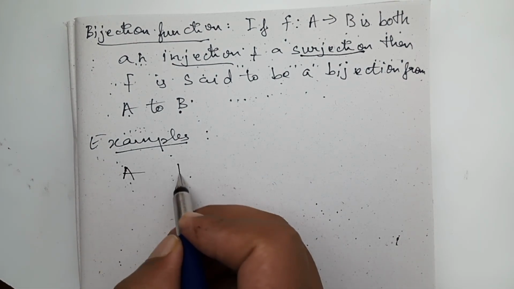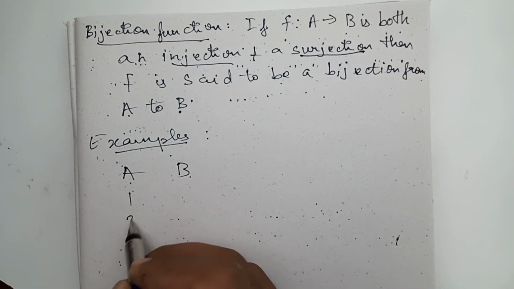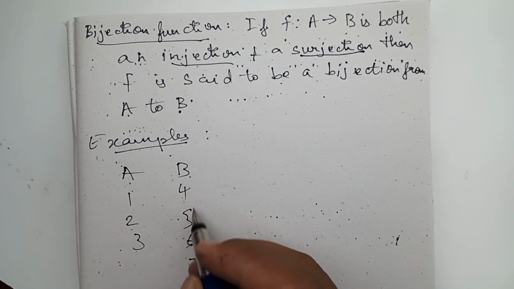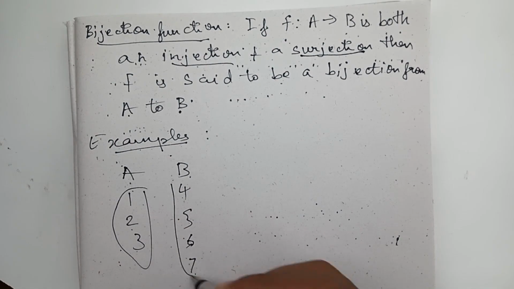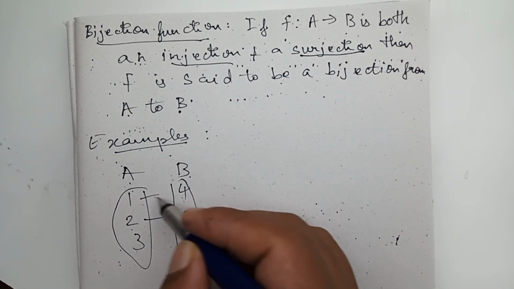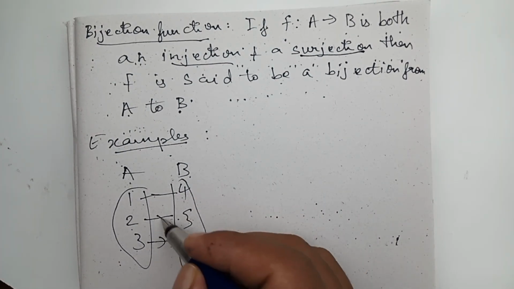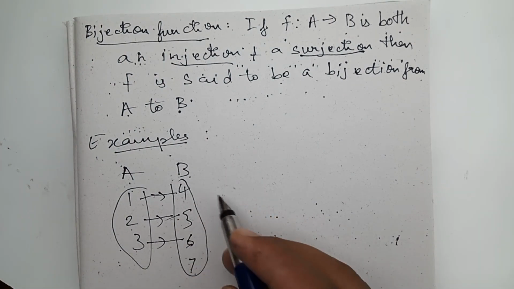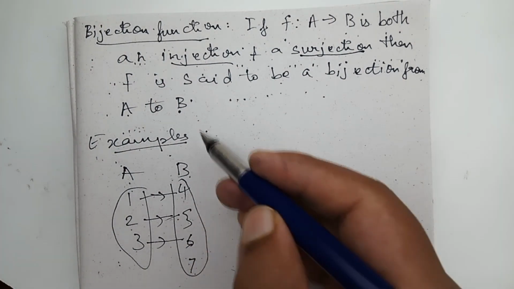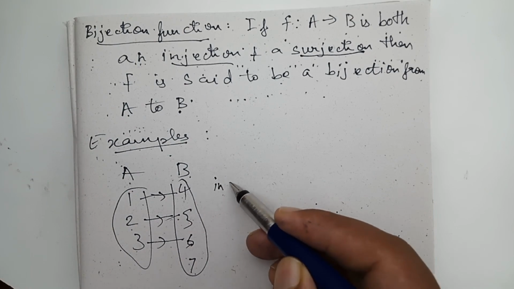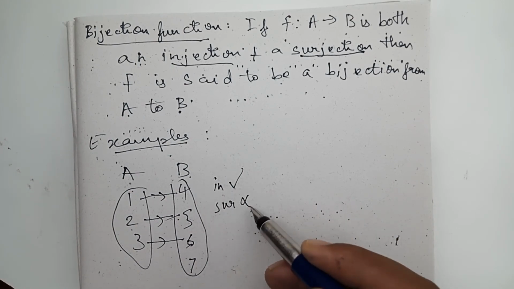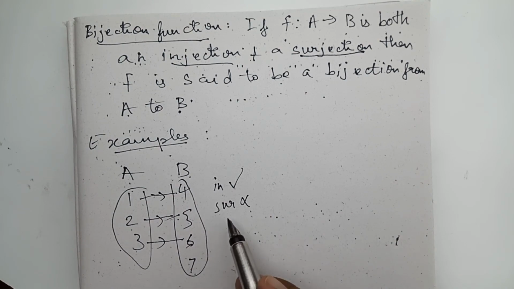First one is A and B, 1 2 3 4 5 6 7. The first condition, that is injection, is correct, but surjection is wrong. That's why it is not a bijection.